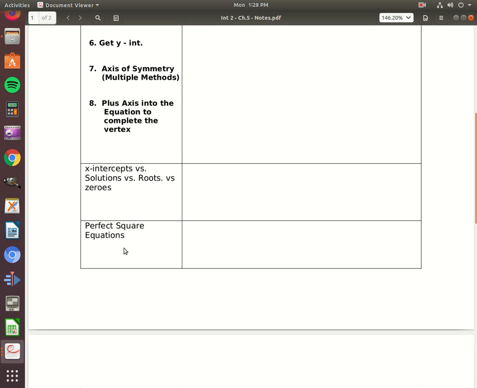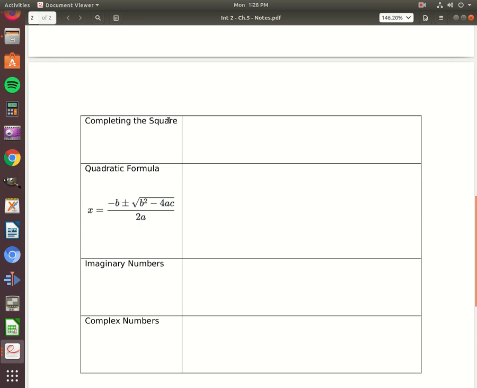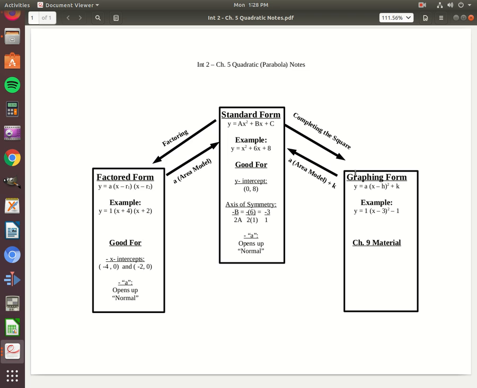Perfect square equations. It's a shortcut, really. You really don't even have to fill out anything here, but it might be good when we get there. It's like a shortcut way to solve some. Completing the square, again, if I refer back to here, there's 2 ways you can complete the square. One way is to get the x-intercepts, but as teachers on staff, we've kind of decided that we were going to ignore completing the square to solve for the x-intercepts, and instead we save completing the square to get the stuff that we're going to learn in Chapter 9.